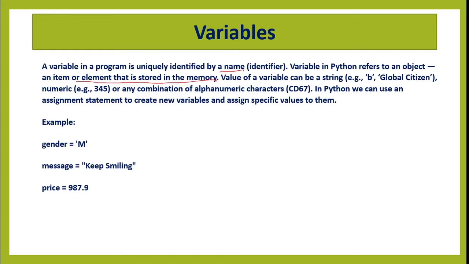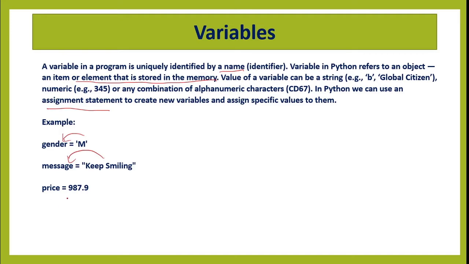The value of a variable can be a string, numeric, or any combination of alphanumeric characters. In Python, we can use the assignment statement to create new variables and assign specific values to them. Here are some examples. Gender equal to m, which means we are assigning the string value to the variable gender. Next, message is equal to keep smiling. Here also we assign the string value keep smiling to the variable message.